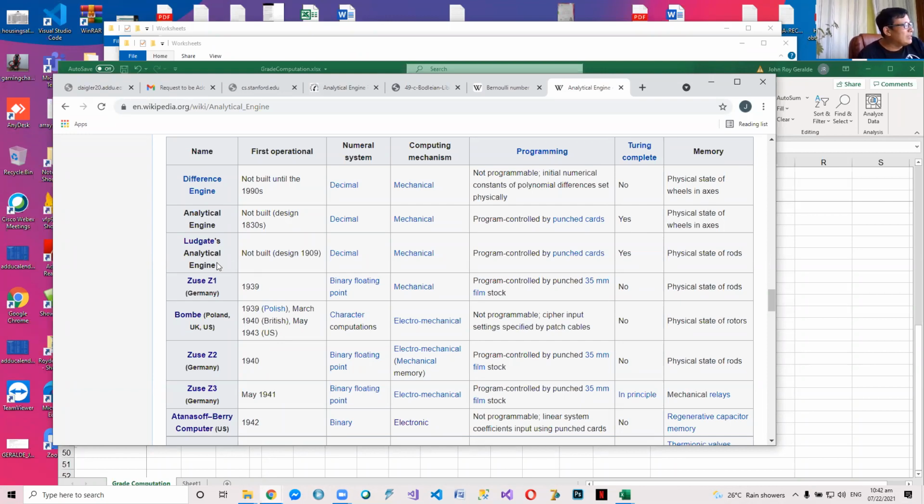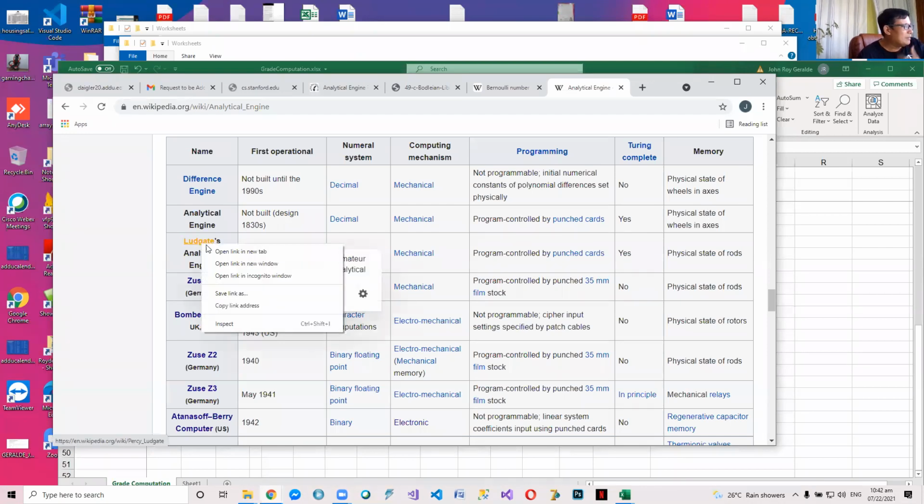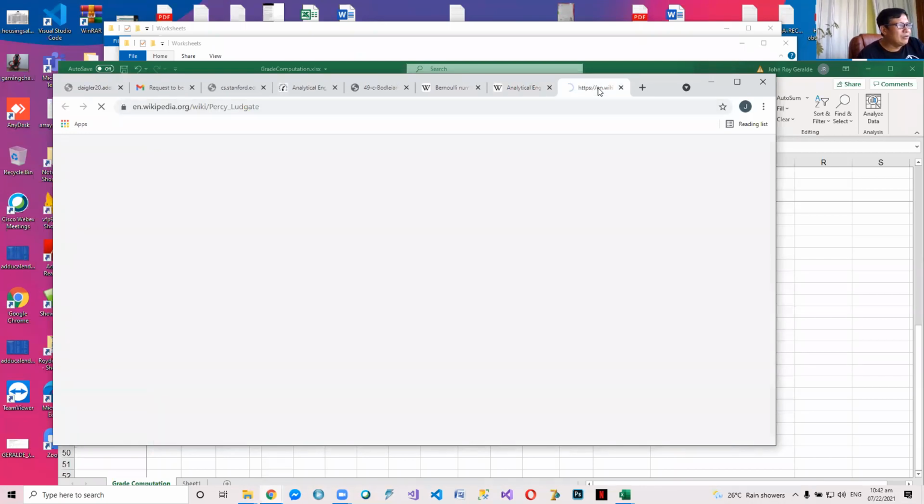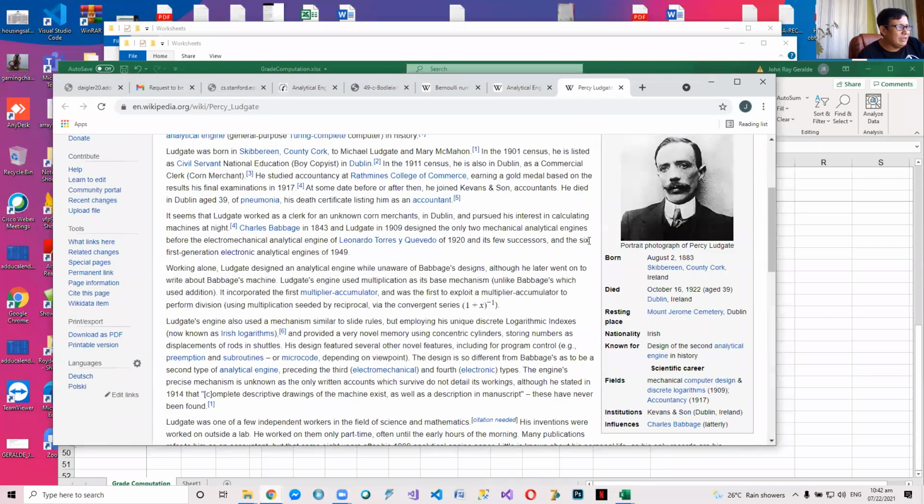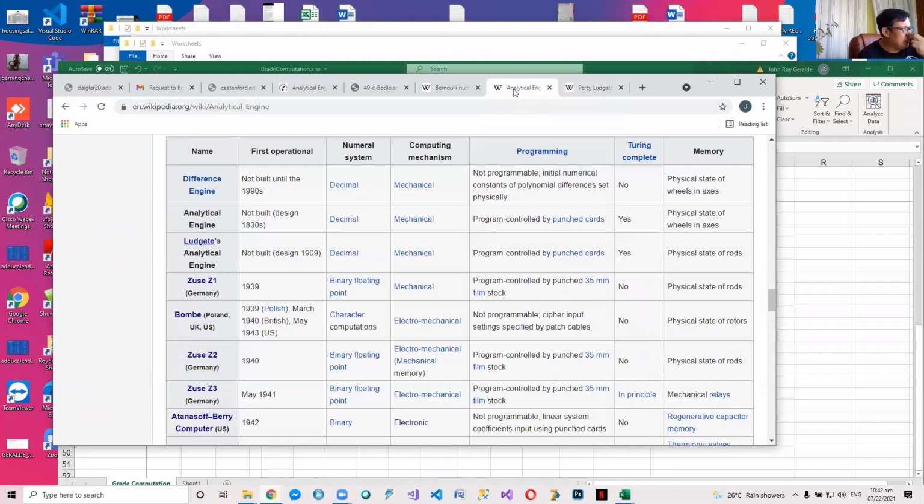Now, Ludgate, after the death, who's Ludgate? He's another inventor, an English inventor. Okay, he died after World War One. He's also Irish, in Ireland. He tried to invent a portion of the analytical engine. Okay, it was never complete. Also, it's decimal, mechanical, and instead of using wheels, it uses state of rods. We don't know how it looks like.